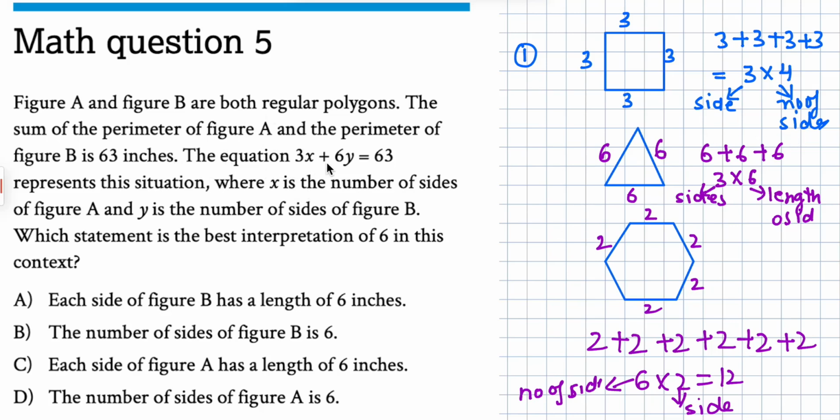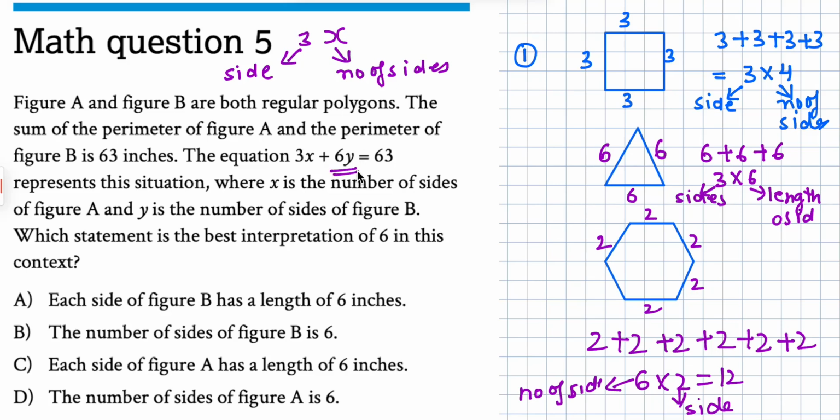The equation 3x plus 6y is equal to 63 represents this situation, where x is the number of sides of figure A. So figure A is 3x. That means if x is the number of sides, by this concept 3 will be the measure of each side. So for figure A, 3 is the measure of each side and we don't know the number of sides, that is why it is x.